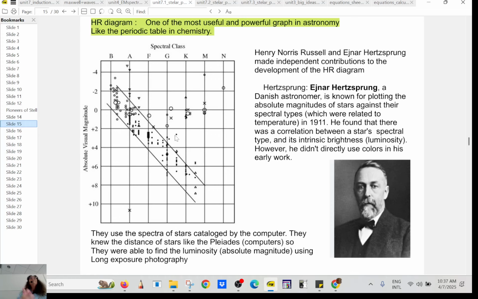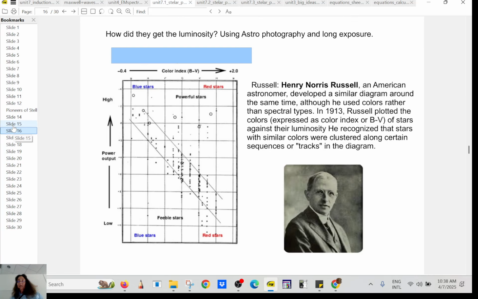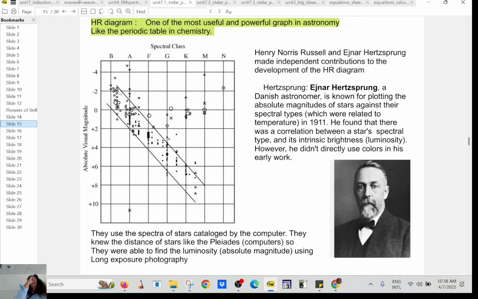The HR diagram is like the periodic table for chemistry. It's the most important table in chemistry. It's a way to visualize stars according to their class and according to their luminosity. The HR diagram is named after the authors, H for the Dane, R for the American. They got the idea to take all the stars they knew about at the time and plot those stars on that diagram.